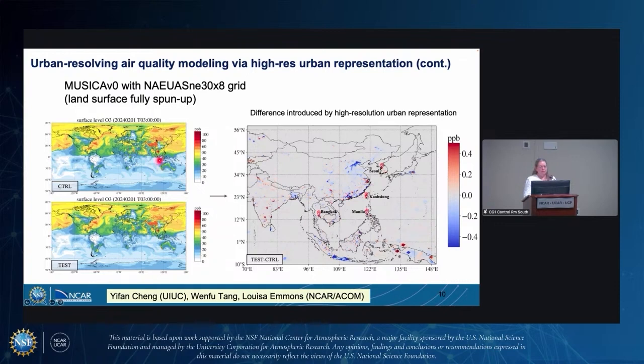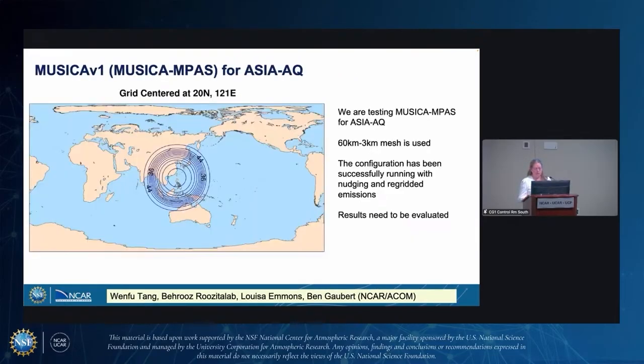And you can't really see that, but this is the control and the surface level. So in general, the ozone amounts are the same, but if you look at a difference plot, you can see in urban regions, we see quite some large differences, some plus or minus at least half a ppb in some of these urban regions.